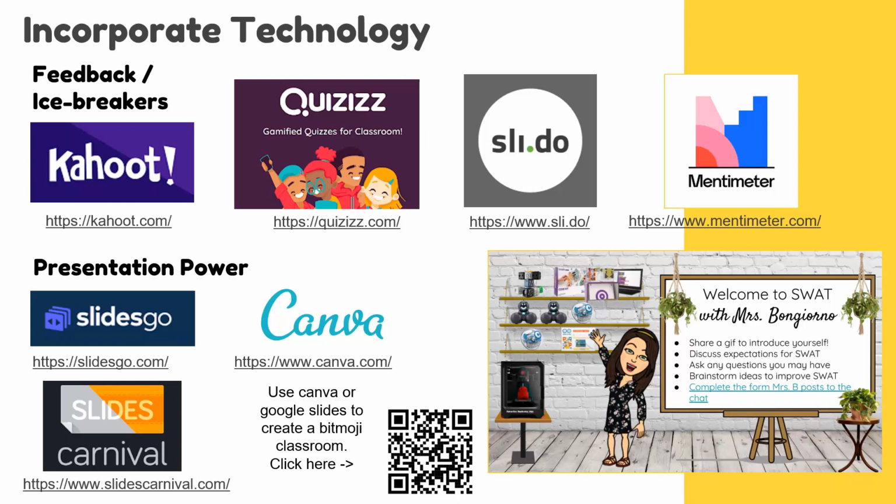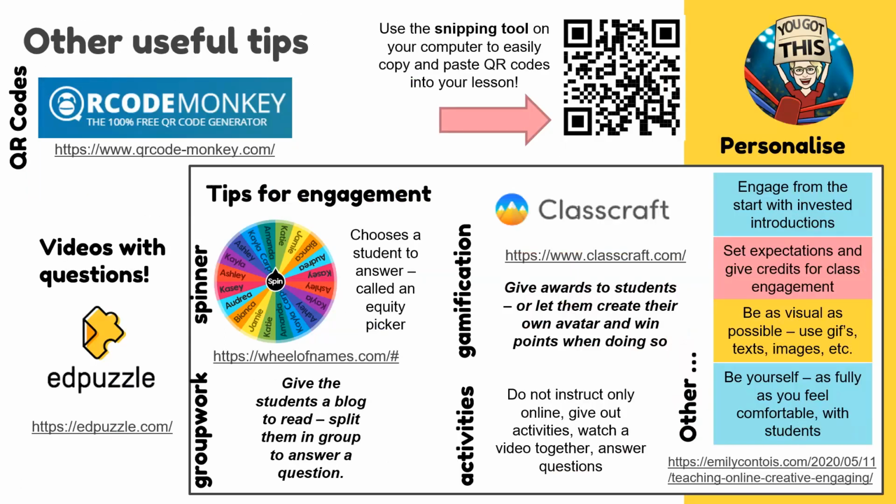Almost all students in your class have a cell phone. So why don't you incorporate your cell phone into your day-to-day lessons by creating QR codes and letting students scan the QR codes to go to blogs or websites or even videos that you want them to watch? I use QR Code Monkey as my free QR code generator. So what do I do? I copy and paste the URL into QR Code Monkey, and it will then create a QR code for me. I use the snipping tool on my computer, and I then copy and paste it wherever I want to use it on my page.